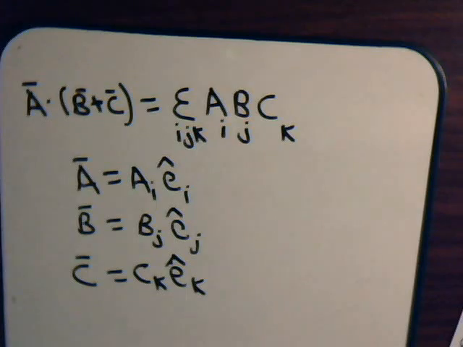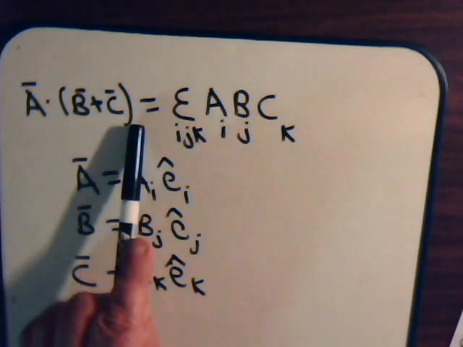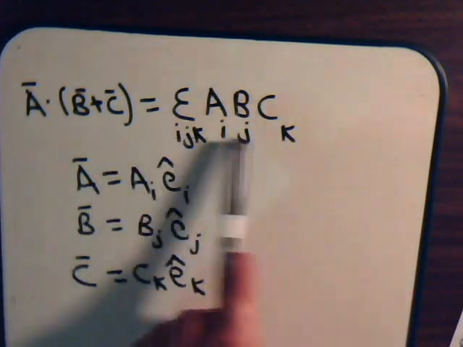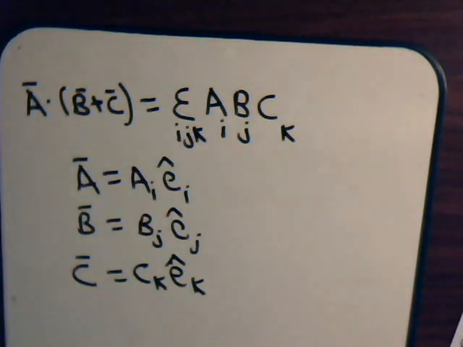Okay, I think we're going to end the video here. In the next video, we're going to prove a vector identity of the scalar triple product, making use of this equation. So that will come up in the next video. I think that will be video number 6.